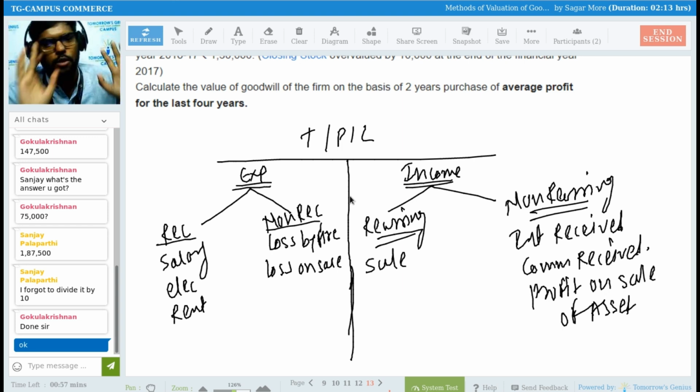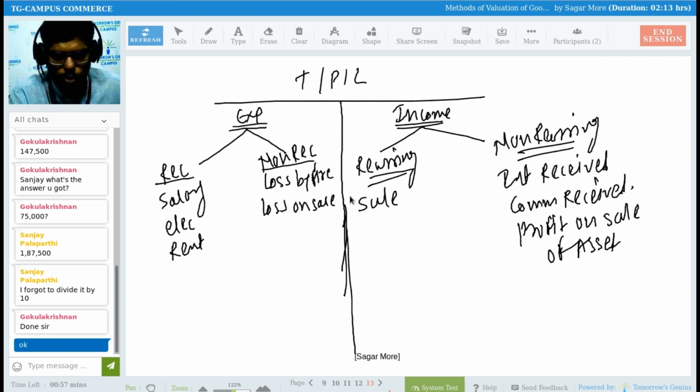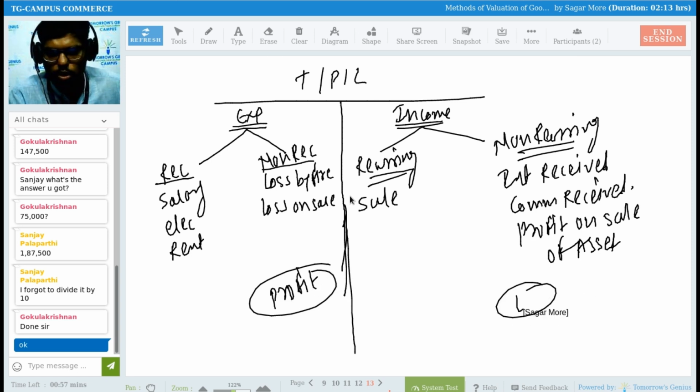After considering all these incomes and expenses, you close down the trading account and profit and loss account. If the balance is on one side, it's a profit, and if the balance is on the other side, it's a loss. Now, is it correct, sir? Yes, we follow this. You also studied this in 11th standard. We consider this much expense on the debit side and this much income on the credit side. There's nothing wrong in this.